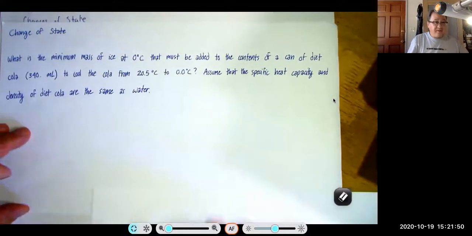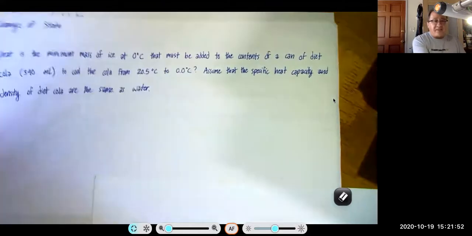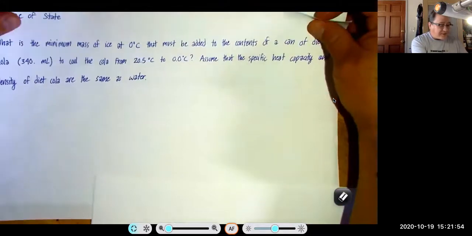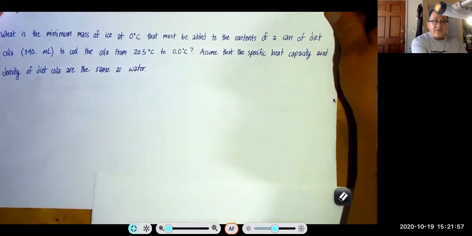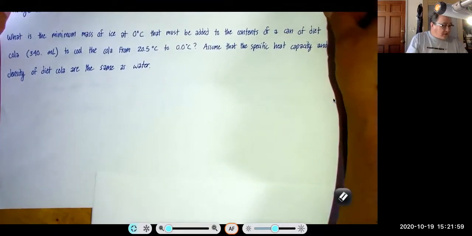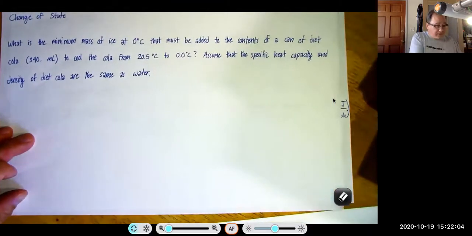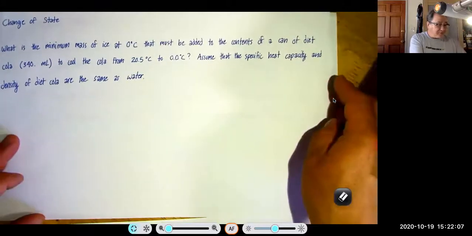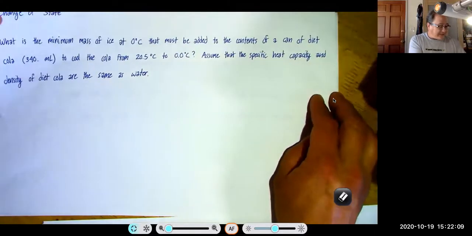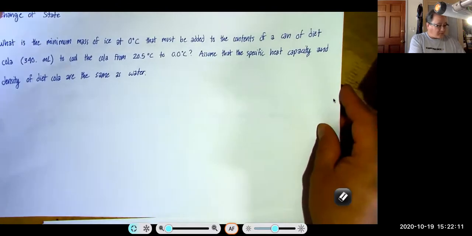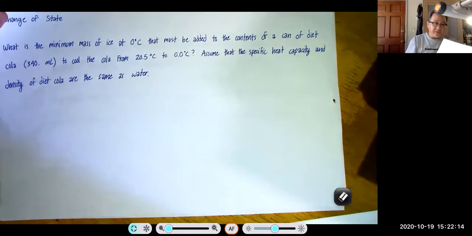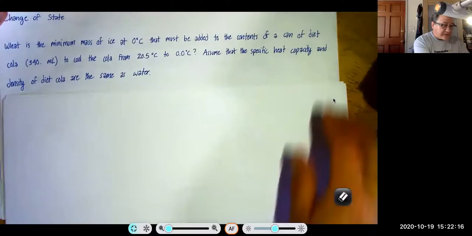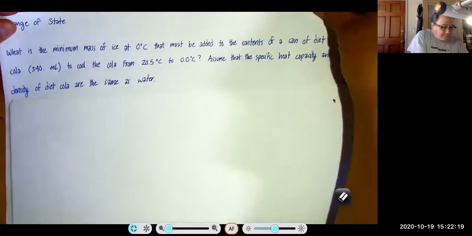So this is another change in state problem. What is the minimum mass of ice at 0 degrees Celsius that must be added to the contents of a can of Diet Cola to cool the cola from 20 degrees Celsius to 0 degrees Celsius? Assume the specific heat capacity and density of Diet Cola are the same as water. So we're going to separate this into 2 problems, the Diet Cola problem and the ice problem.